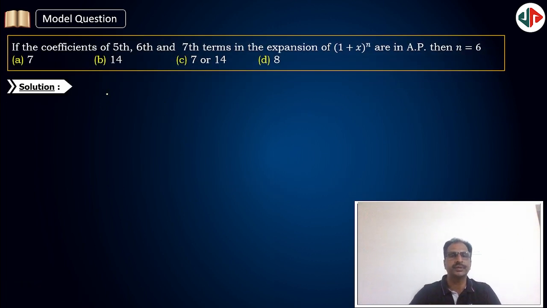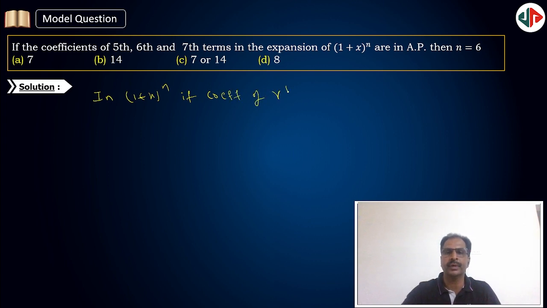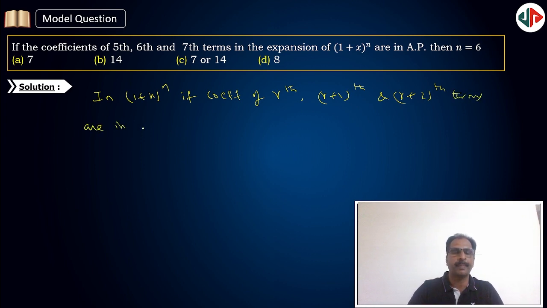Next question. If the coefficients of the fifth, sixth, and seventh terms in the expansion are in AP, then what is n? There is a shortcut formula for this. In (1 + x)^n, if the coefficients of the rth, (r+1)th, and (r+2)th terms are in AP, then the shortcut formula is (n - 2r)² = n + 2.